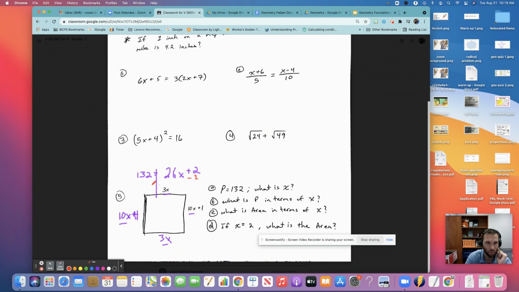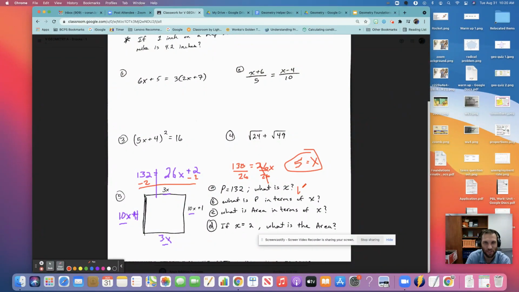So -2, -2, and that's 130. I'm going to bring it over here. 130 is equal to 26x. And divide by 26, divide by 26, and x is equal to, what is 130 divided by 26? It's 5. Yeah, always have your calculator for the test, right? And I apologize for the sloppy penmanship. This is so hard.